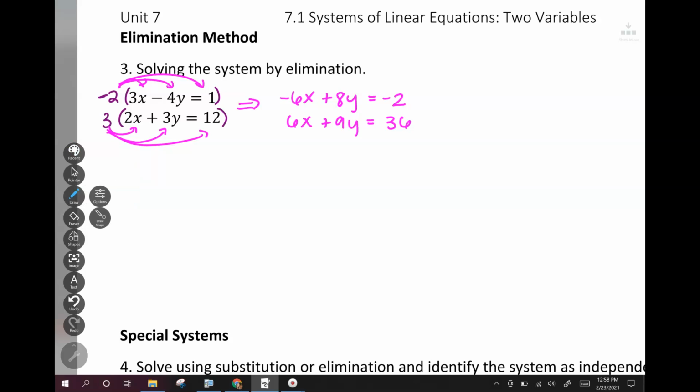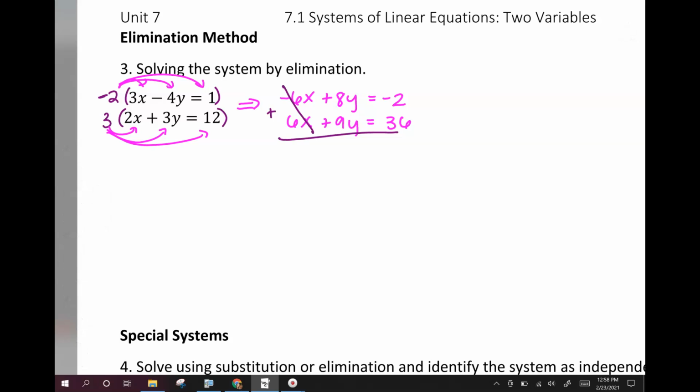All right, once you've done that, you're going to add the two equations together. The point of making these coefficients match but have opposite signs is that now when I add the two equations together, -6 plus 6 is 0. And so those two cancel out, which is where the elimination comes in. We have eliminated the x.